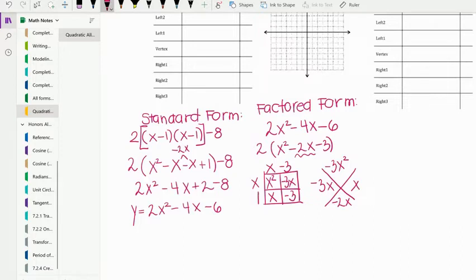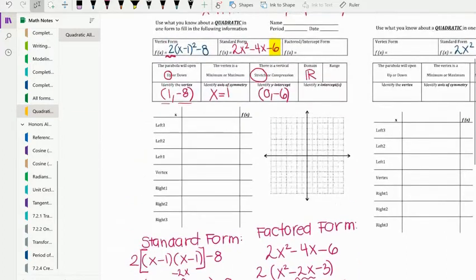All right, so then when I factor it, I actually get 2 times x minus 3, x plus 1. Okay, so we'll go ahead and write that in. So 2 times x minus 3 times x plus 1.